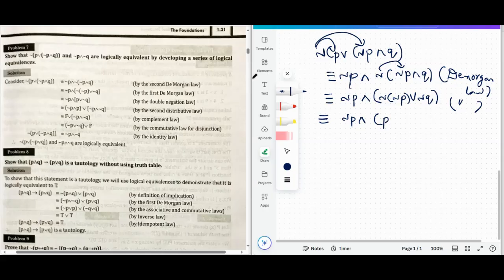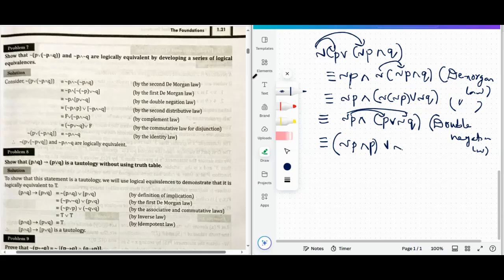It is P. From where do we get that? We get that from the double negation law. The double negation law says negation of negation P is P itself. Then we can separate them and write using the distributive law: negation P and P, or negation P and negation Q.